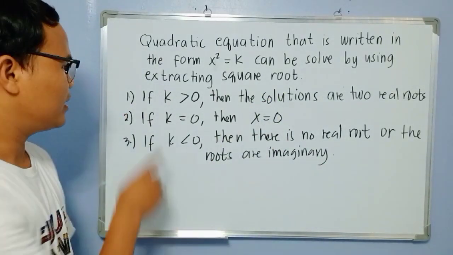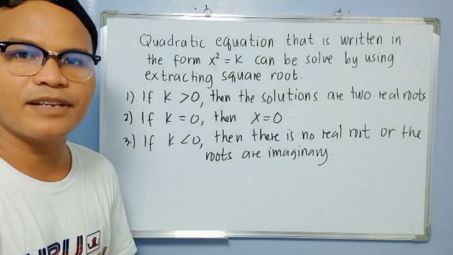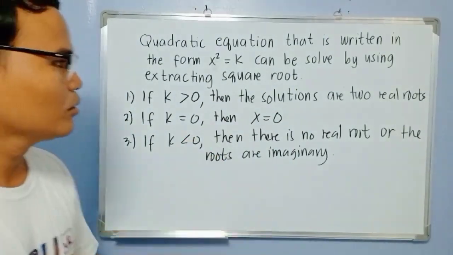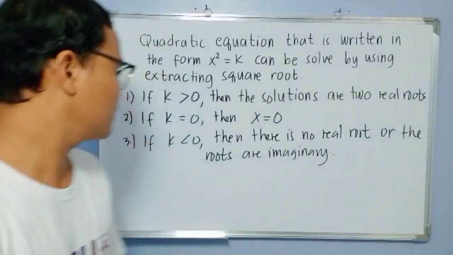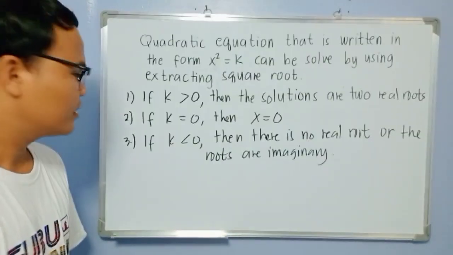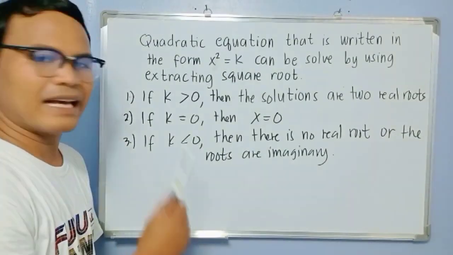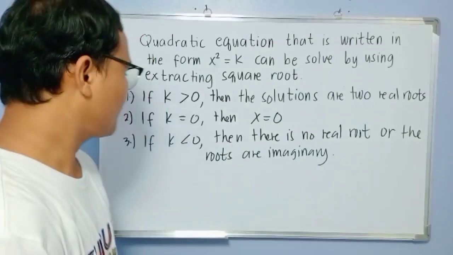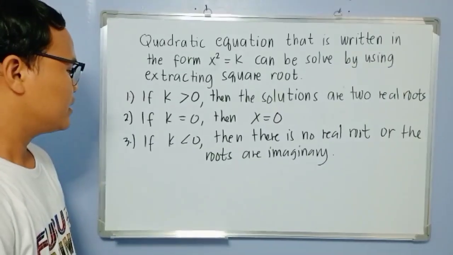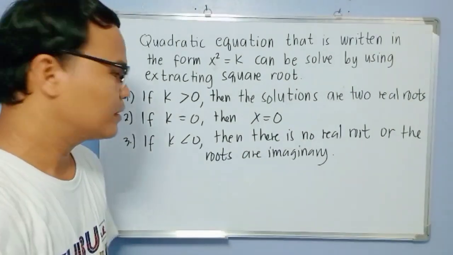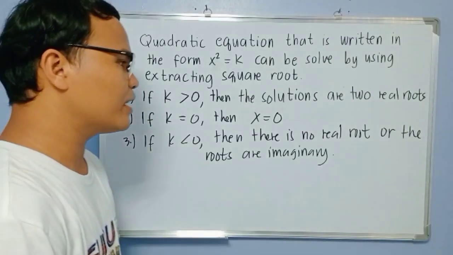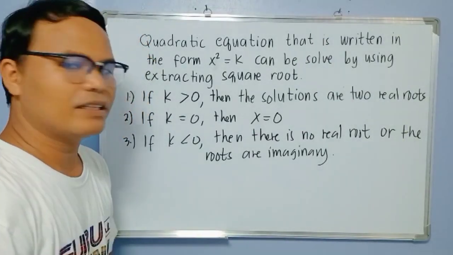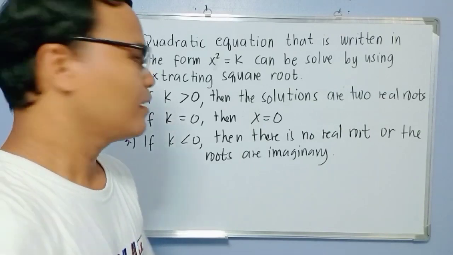The first condition: if k is greater than 0, then the solutions are two real roots. Number 2: if k is equal to 0, then x equals 0. Number 3: if k is less than 0, then there is no real root, or the roots are imaginary.